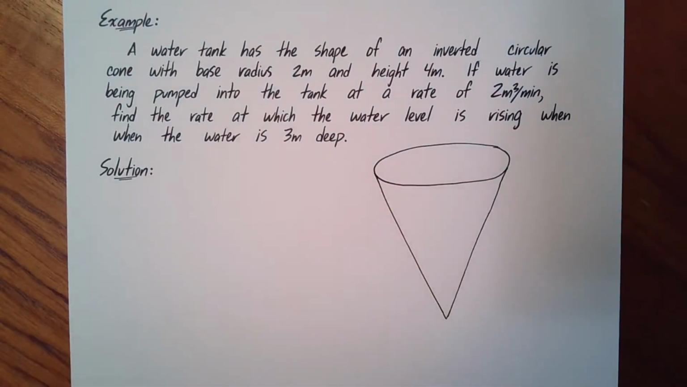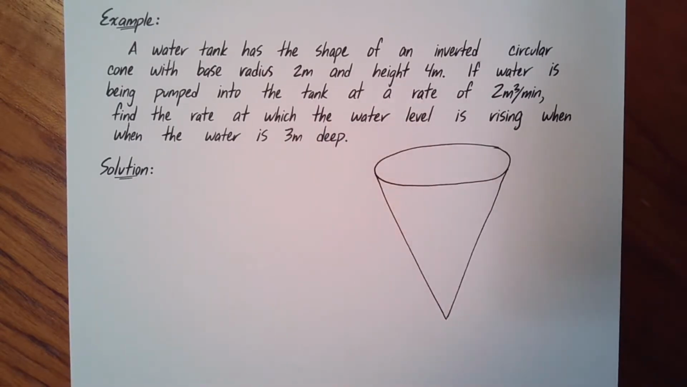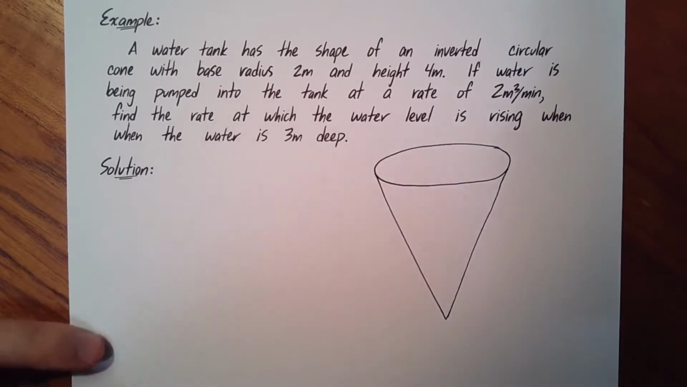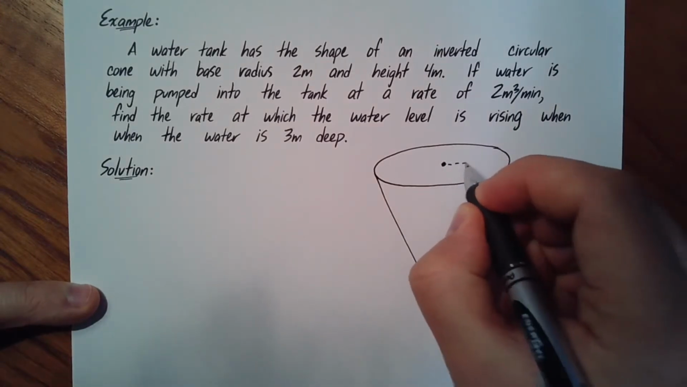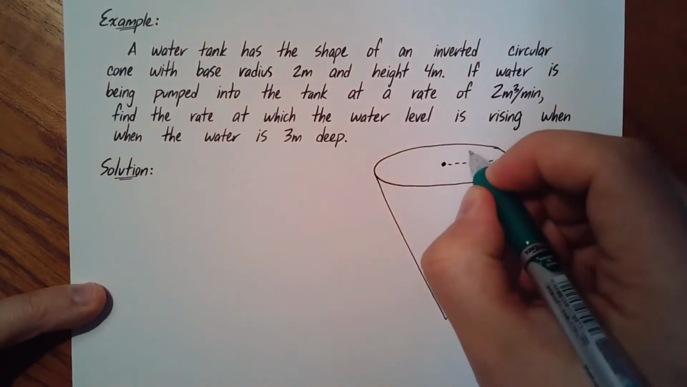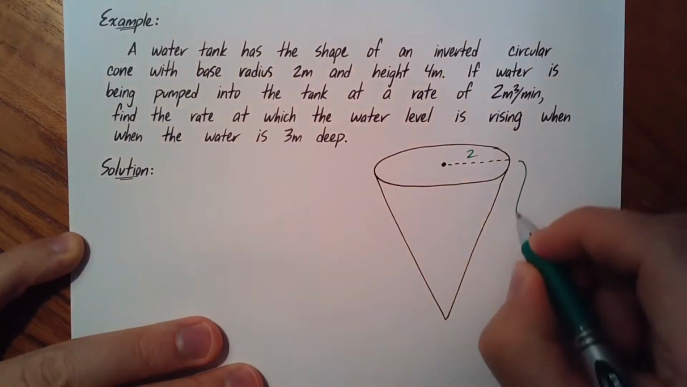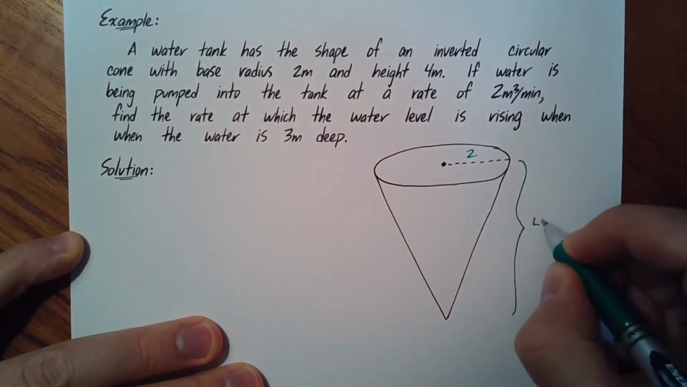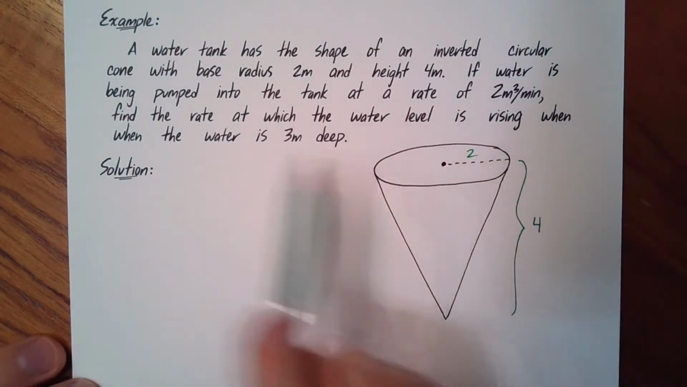All right, and we're given some information about this. It's got a base radius of 2 meters and a height of 4 meters. So the base radius is just the radius of the base, which is a circle, right? Because circles have radiuses. So really the base radius is just this distance here. So we're told that that is 2 meters. All right, and we're also told that the height of the tank is 4 meters. So I'm just going to write 2 and 4 for that. But it's understood that those are in meters. All right, so that's the first sentence.